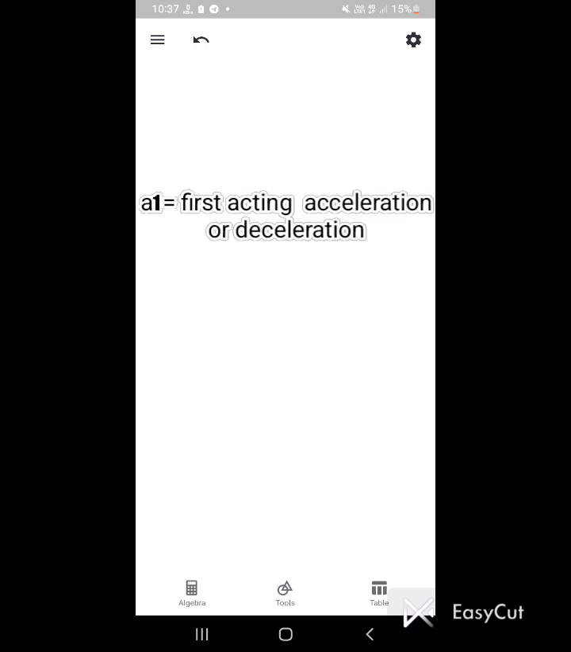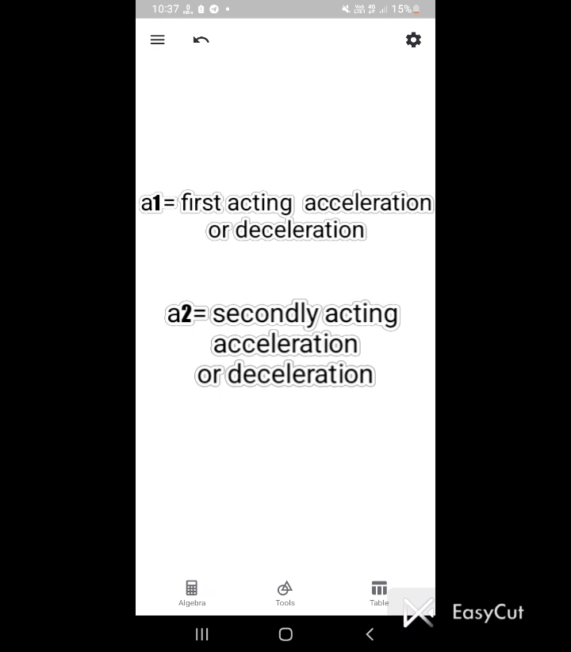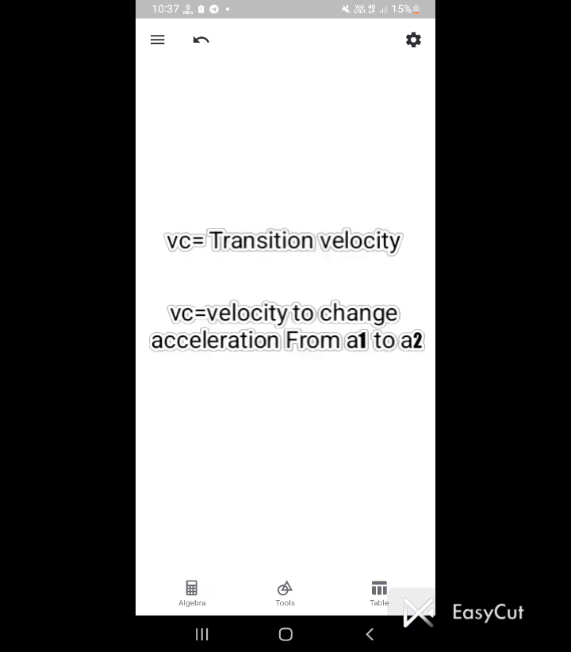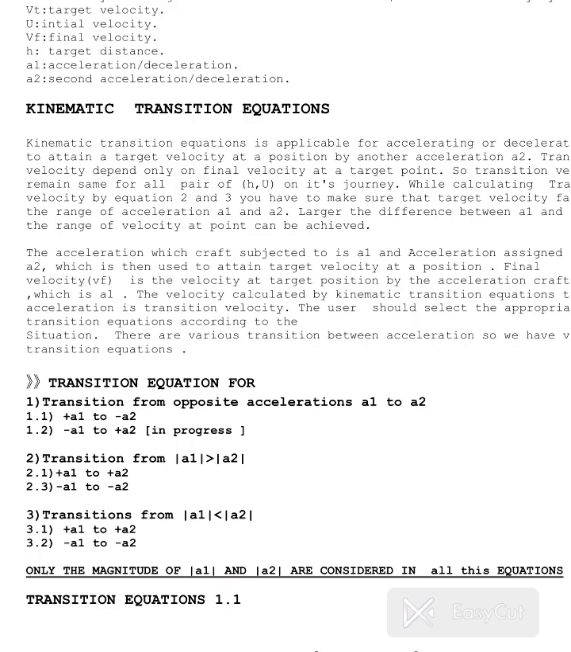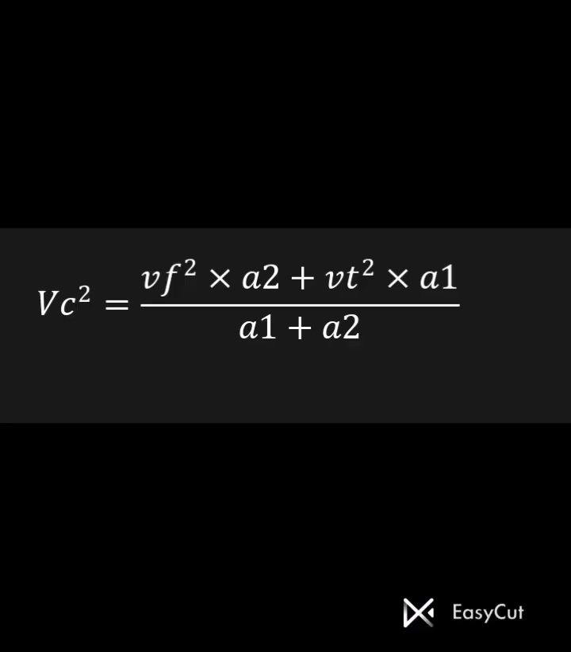The acceleration acting on the craft initially is a1, and the other acceleration the craft can have is a2, which is then used to attain the target velocity at a position. Final velocity, Vf, is the velocity at the target position under the acceleration the craft is subjected to, which is a1. The velocity calculated by the kinematic transition equations to change acceleration is the transition velocity. There are various transitions between accelerations, so we have various transition equations. The user should select the appropriate transition equation according to the situation.